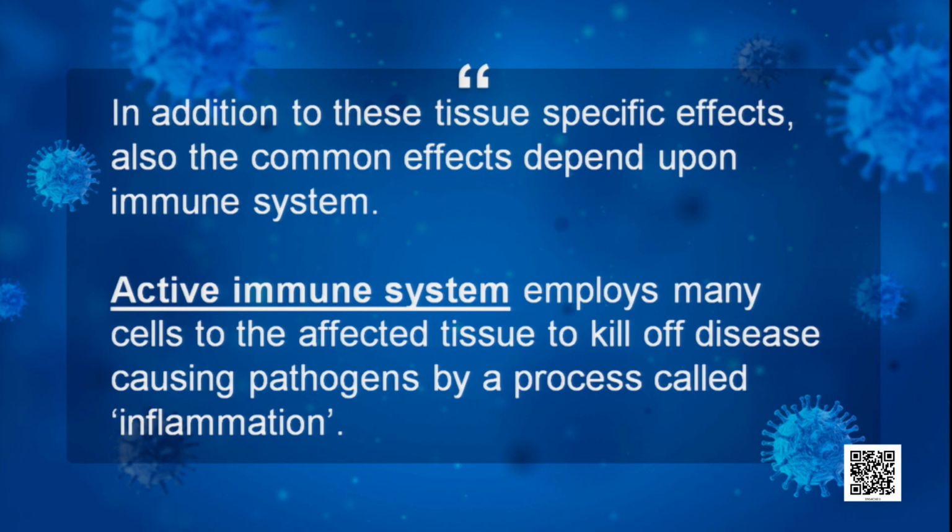So what is an active immune system and what is its function? An active immune system employs many cells to the affected tissue to kill off the disease causing pathogens by a process called inflammation.